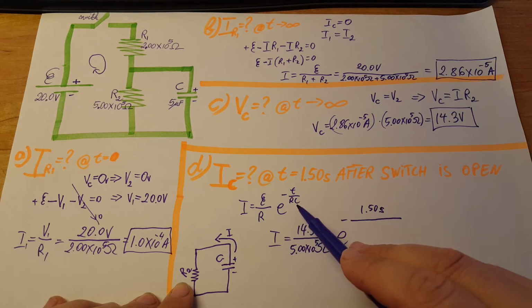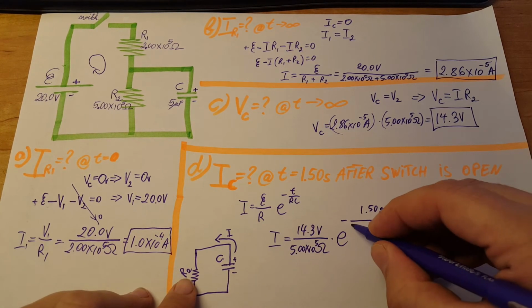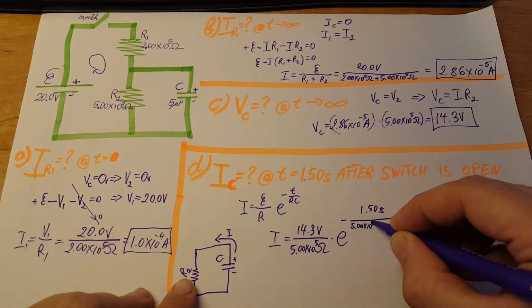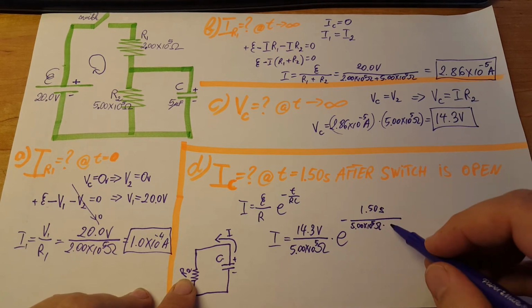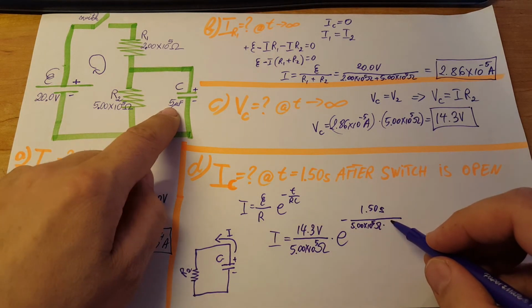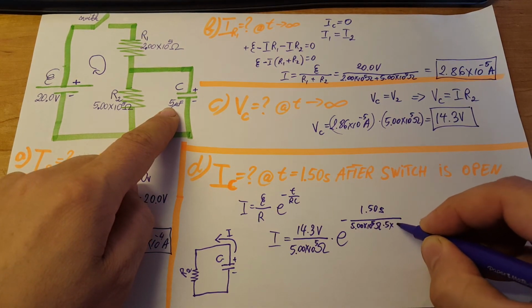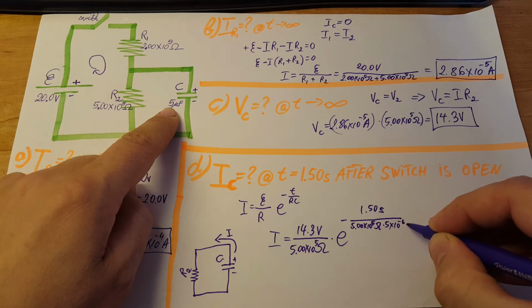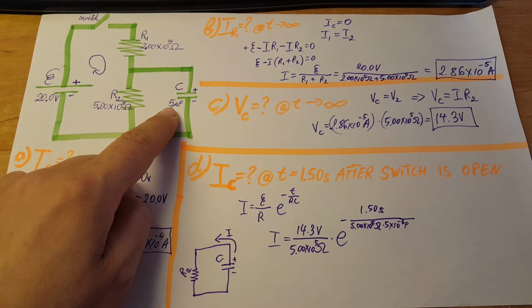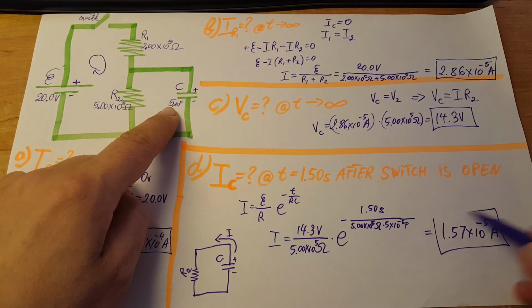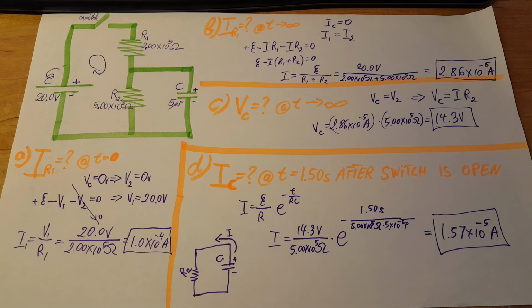And on the bottom we have RC. R again is the same, 5.00 times 10 to the 5th ohms, times our capacitance. Capacitance is 5 microfarads. So instead of micro, we're going to write 10 to the negative 6th, and farads. If we calculate this, we will get a value of 1.57 times 10 to the negative 5th amps. Alrighty, that would be it.